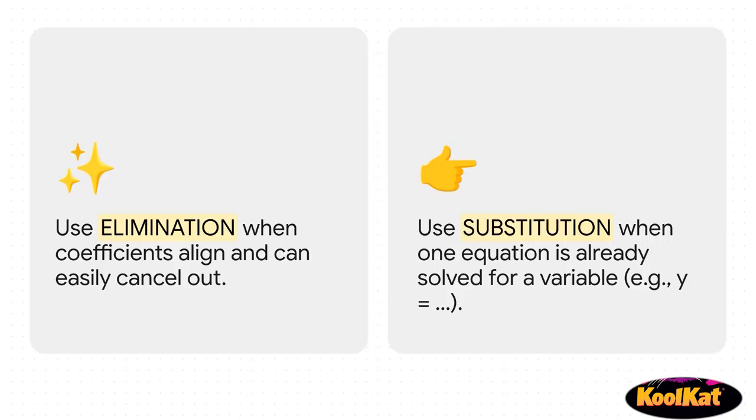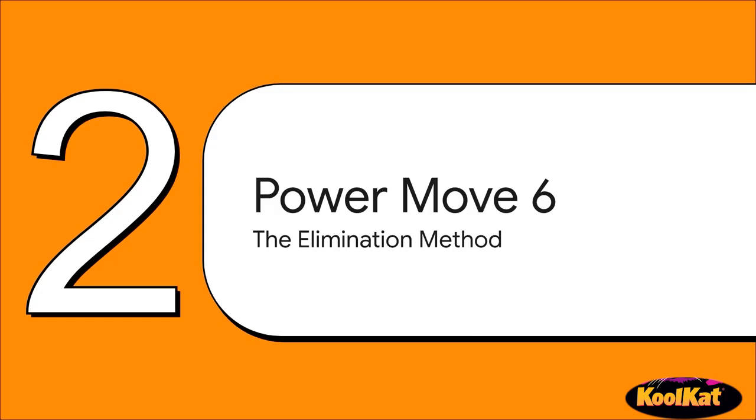You could use a method called substitution, which works great if one of the equations is already set up like y equals blah, blah, blah. But for the problem we're looking at, there is a much faster, much cleaner way to do it, a real power move. And that power move is called the elimination method. The name literally says it all. We are going to make one of the variables completely disappear, vanish. And when that happens, the problem becomes incredibly easy to solve. Let me show you how it works.